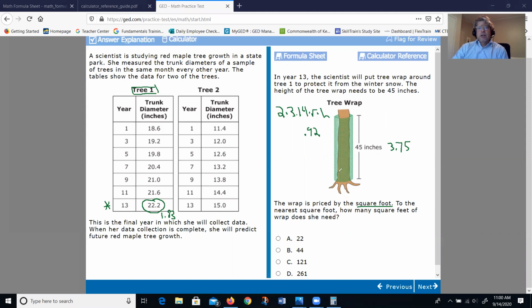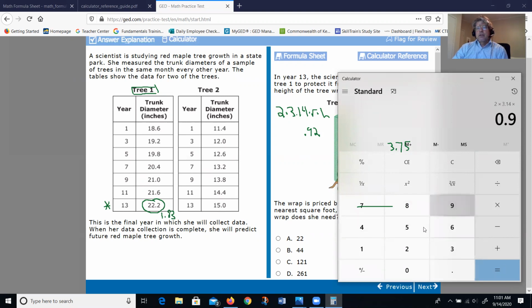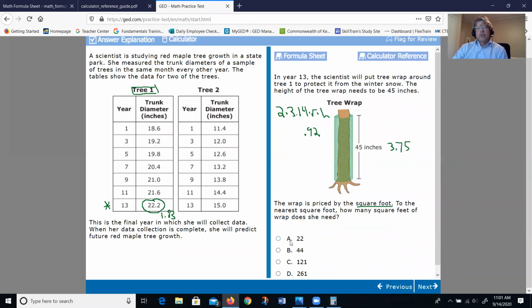So if I piece that all together, we have 2 times the 3.14 times the 0.92 times the 3.75, and that ends up being 21.66. So it looks like that's close to this 22 square feet. So it looks like A would be our answer to that one.